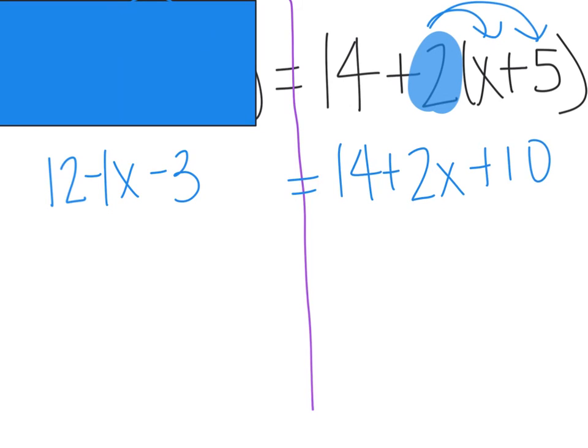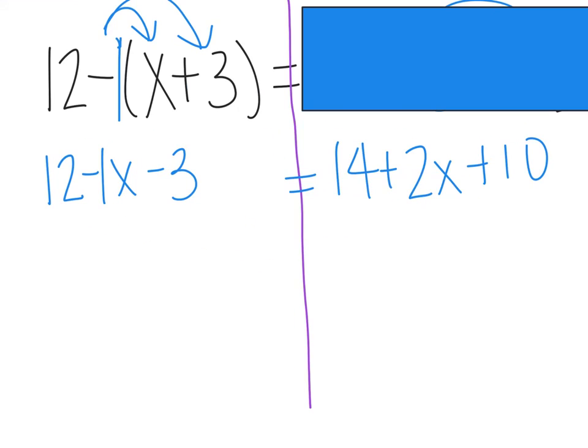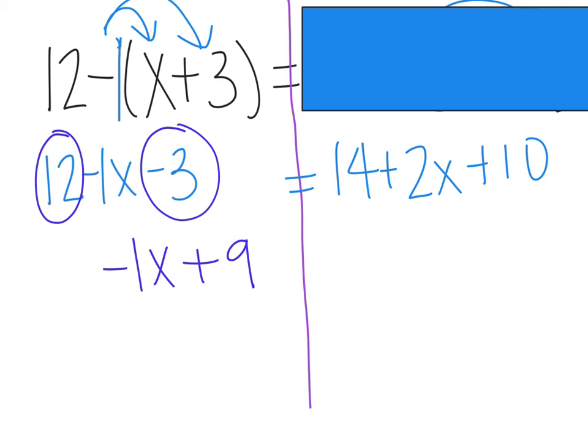So if I look back at my left side, I do have some like terms. I need to simplify those. I have this 12 and this minus 3 that are like terms because neither of them has an x. So I'm going to bring down my minus 1x, and 12 minus 3 is going to give me a positive 9.